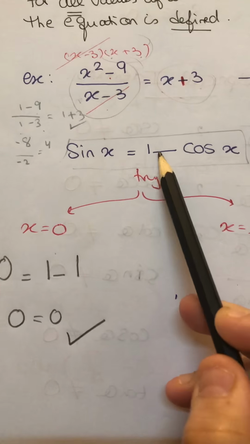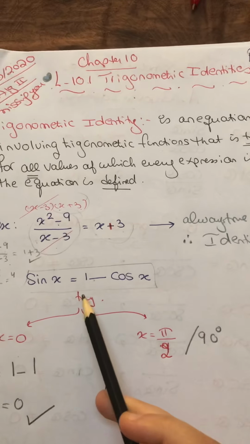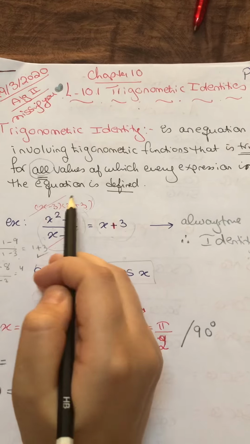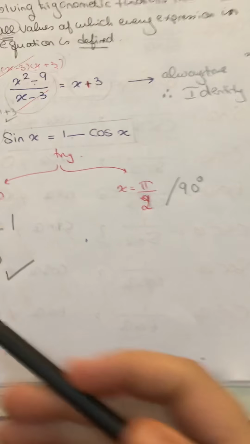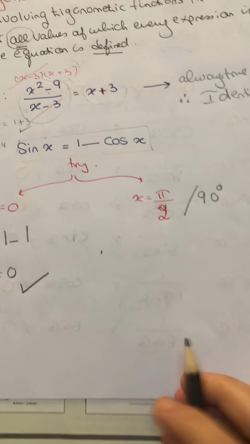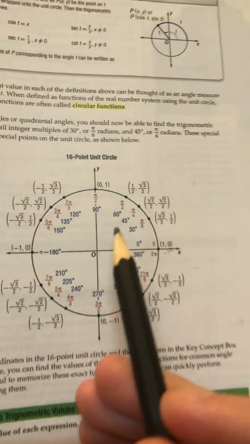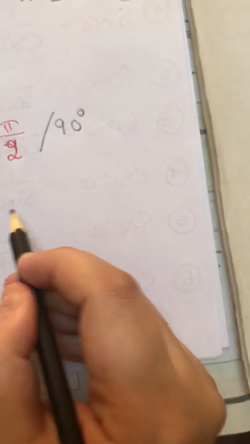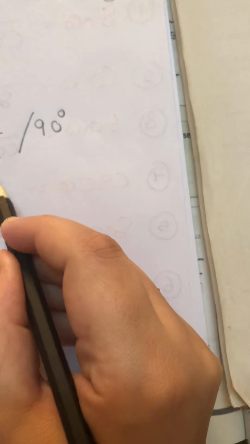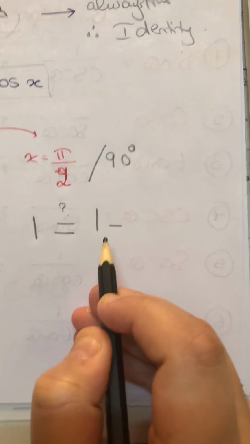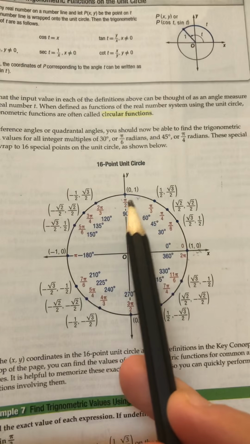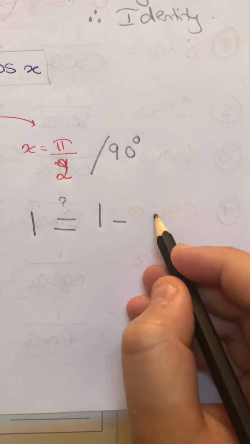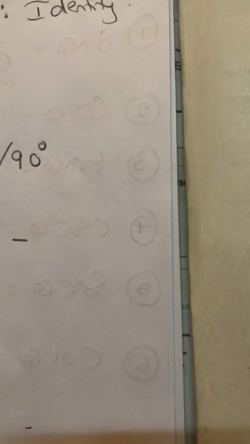So I would think this is an identity. But the thing is that it has to be true for all values for which every expression in the equation is defined. The values here are defined at 90. Why not 90? Let's try sine at 90 or pi over 2. Cosine, sine. Sine 90 is 1. 1 minus equals 2. Is it equal to 1 minus cosine at 90? What is cosine at 90? Cosine at 90 is 0. Right? Cosine at 90 is 0. Right?